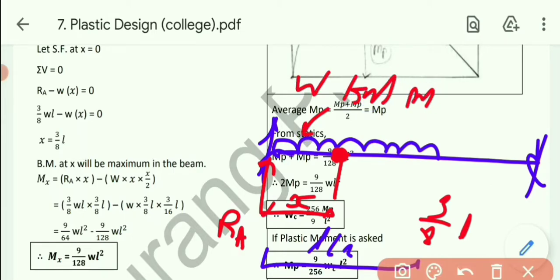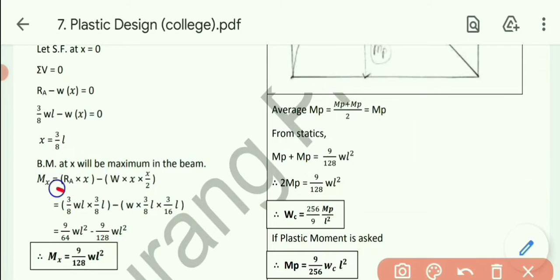Okay, so simple. Let's take the moment over here. So RA into x clockwise, so plus, and W's moment will obviously be anticlockwise, so W into x by 2, as per the UDL rule. Now we get the value of x, that is 3 by 8. Let's put down the values. RA 3 by 8 into WL, times x, that is 3 by 8 into L, minus UDL W, times x that is 3 by 8 into L, and x by 2, that means 3 by 16 into L.